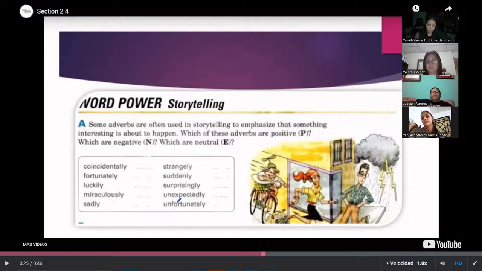Teacher, can you repeat me? Miraculously. Yes, do you have questions about the meaning? Fortunately is the opposite of unfortunately. Okay. Exactly. Okay, help me out, guys. Is this positive, negative, or neutral?